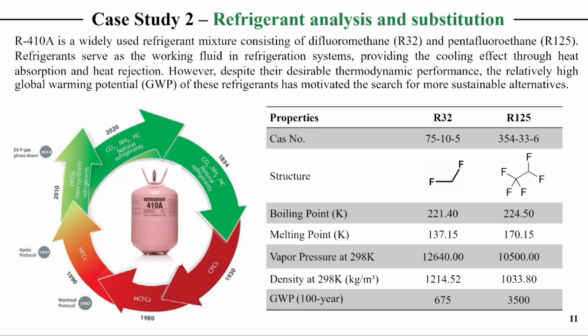The second case study involves refrigerant analysis and substitution. A commonly used refrigerant is R410A, which is a mixture of R32 and R125. Both compounds show similar thermodynamic properties and are widely used in refrigeration systems. However, refrigerant selection is not based only on thermodynamic performance. Environmental impact, particularly global warming potential, or GWP, has become an important consideration in sustainable refrigerant selection.